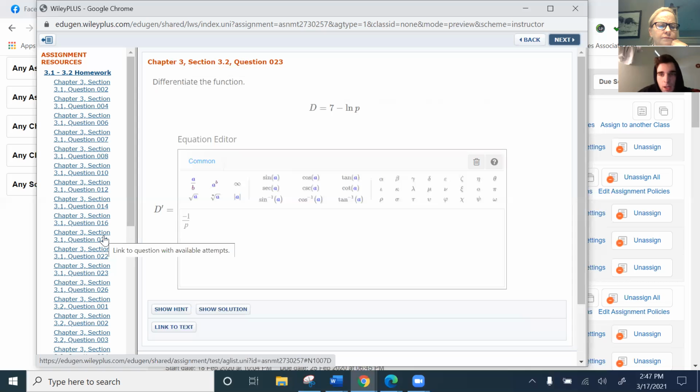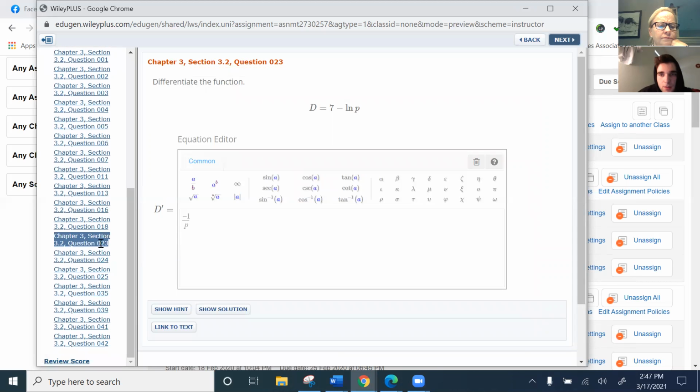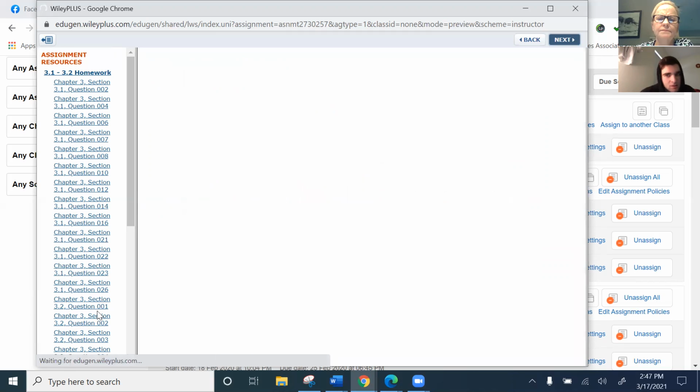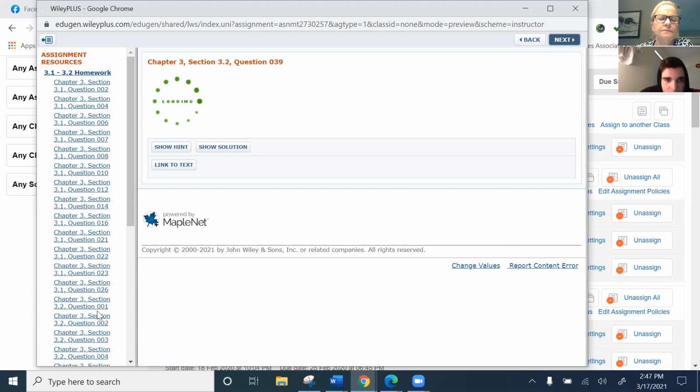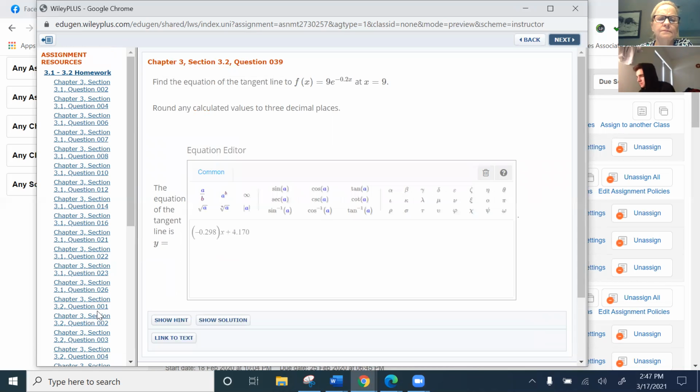Okay. And so when we have questions where we're using the E and it's saying like find, oh wait, I'm sorry. Actually, could we just go over section 3.2, question 39? Just tangent line questions. Find the equation of the tangent line to that function at x is equal to 9.